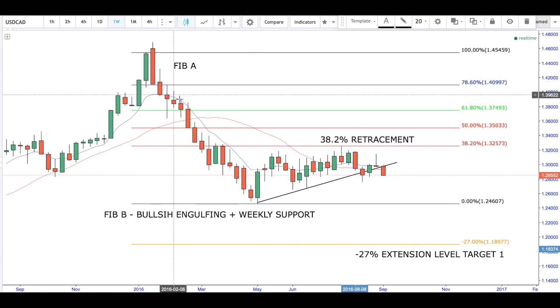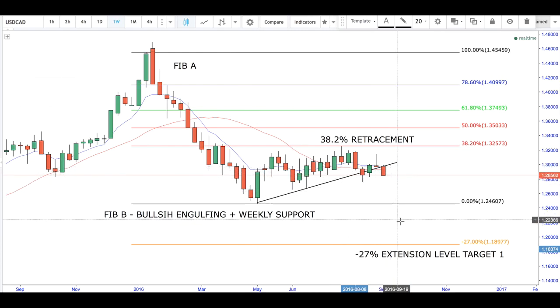We could see another move like this. So we've moved down, we've gone into consolidation. We've hit the 38.2, we've stayed in a range. Now it could be time for the USD CAD to break out to the downside. And yeah, this could give us a great bias as to which way we want to be trading the USD CAD. We want to be selling.